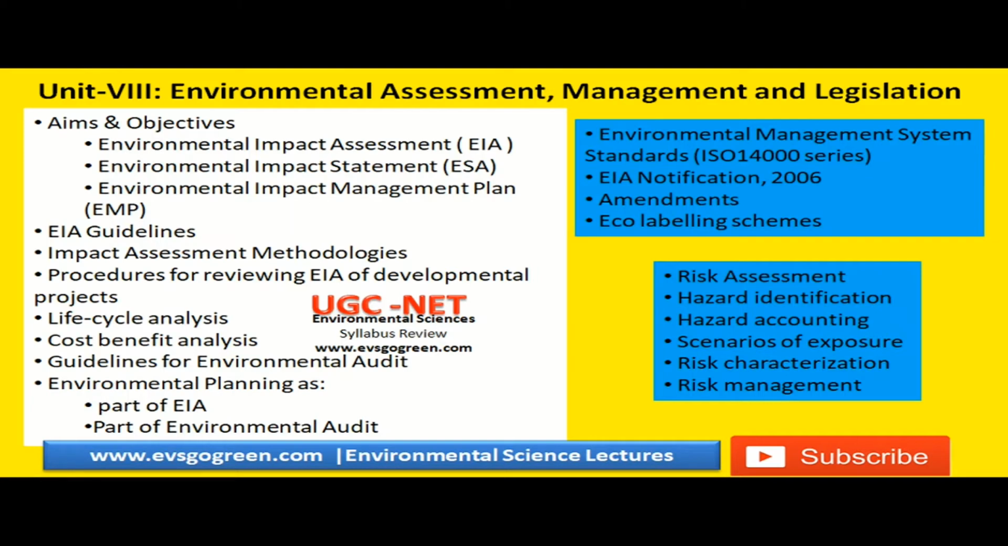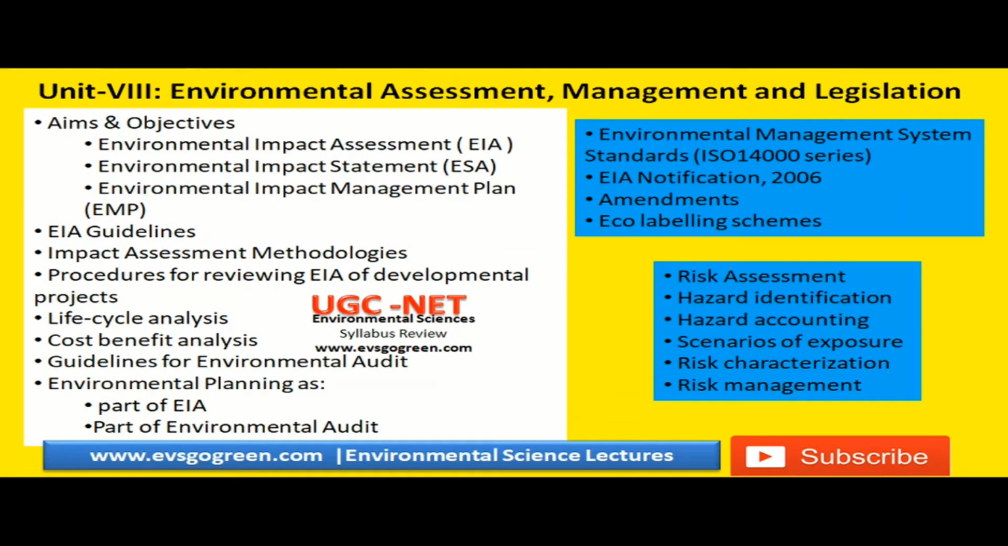Once this basic set is over, for the next two modules I have split the topics like this for your easy understanding. It is the environmental management system standard. There are a couple of systems for environmental management. Then in 2006 there was an EIA notification, then the amendments to that, and the different schemes available for eco-labeling. Following this, there is a set of topics on risk assessment, hazard identification, hazard accounting, scenarios of exposure, risk characterization, and risk management.